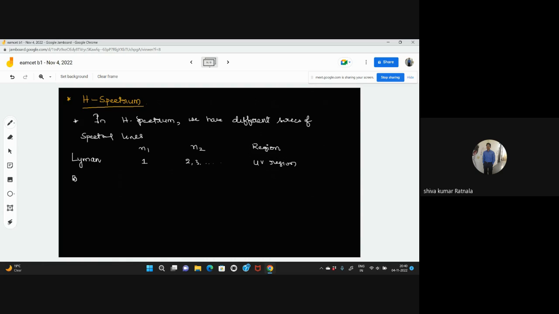Lyman. Next one, Balmer. Balmer series: N1, the ground level, is 2, and the higher levels are 3, 4, 5. This will be observed in the visible region. Next, Paschen series. The ground level is 3, and the higher levels will be 4, 5, 6, like that. So this will be observed in the infrared region.